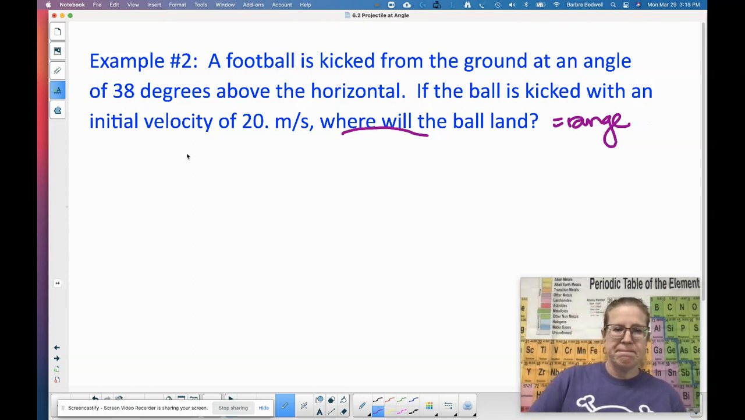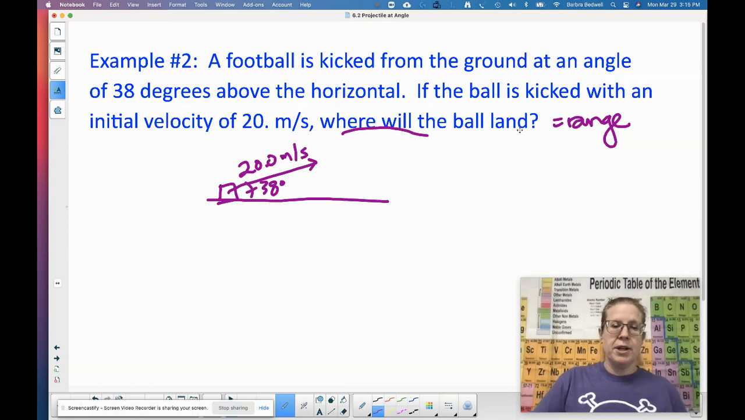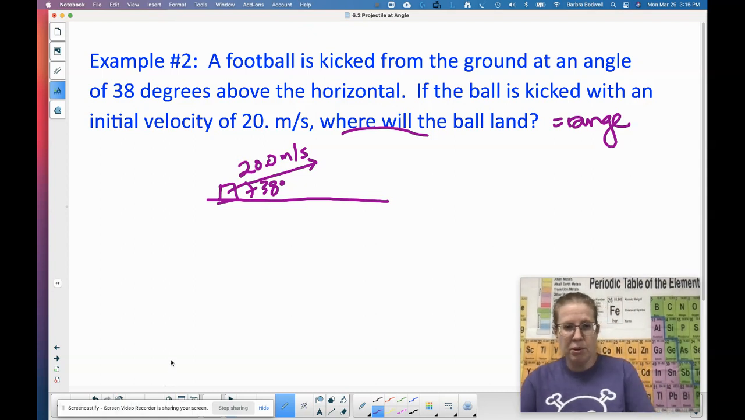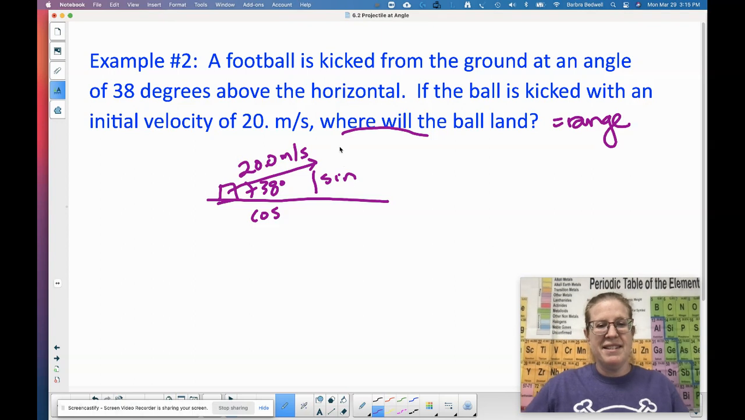Okay. I'm going to start by sketching it out. There's my ball. I'm kicking it like that. That's going to be 38 degrees above the horizontal. Ball's kicked with an initial velocity of 20.0 meters per second. We're looking for range. I know I'm going to need to use components. So this is going to be the cosine. This is going to be the sine. Between the two sides, cosine's the adjacent, sine is the opposite.